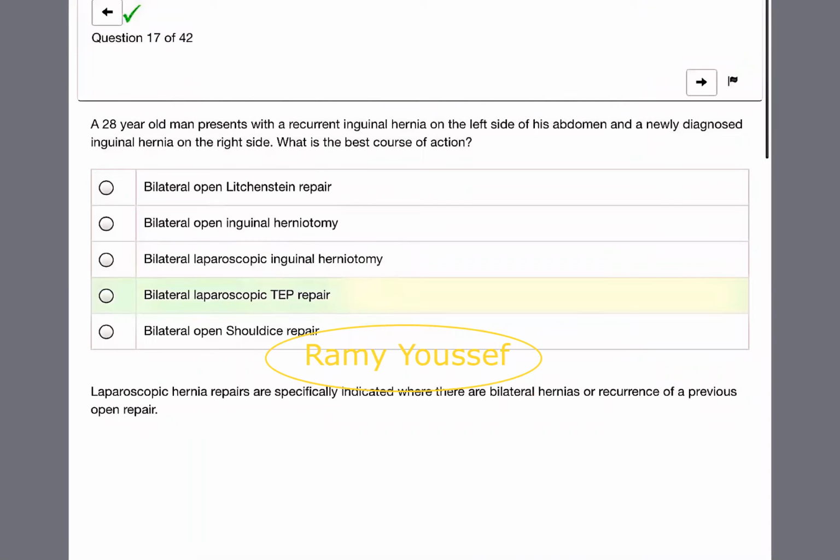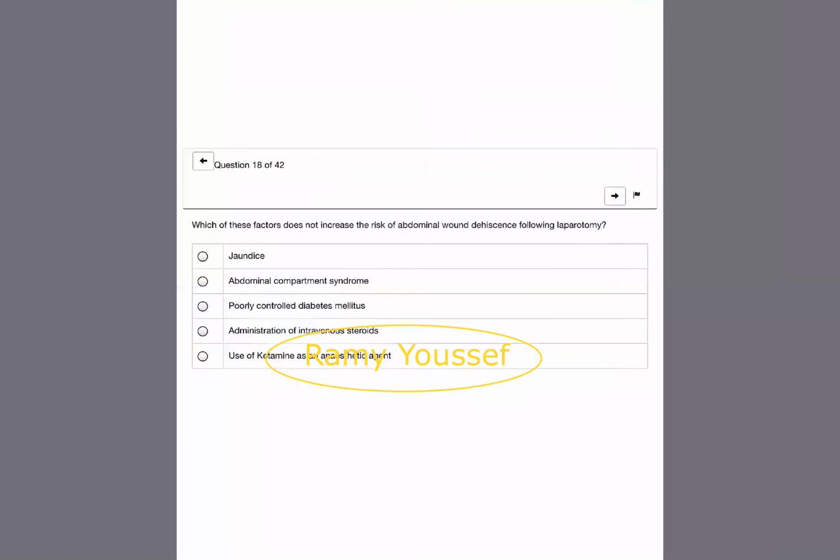So maybe an expert surgeon can do it, because this is a bilateral laparoscopic hernioplasty. We can put hernioplasty instead of TEP repair. But herniectomy is not logical in adult patients. We say again, bilateral or recurrent hernia in a young patient, laparoscopic repair. Unilateral, open Lichtenstein repair. And in a child, just herniectomy.